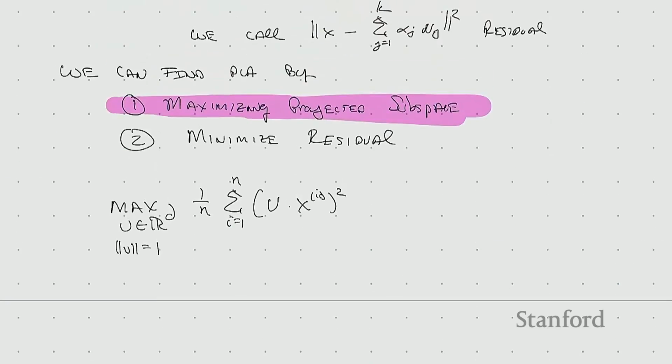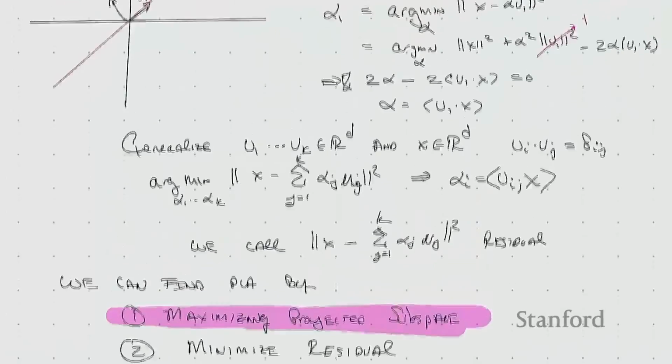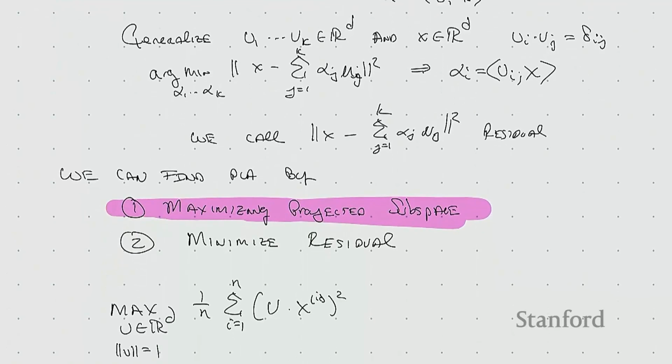Yeah. Could you go back to the first point? So essentially, by maximizing the projected subspace, you're just trying to ensure that whatever u_i's we choose capture the maximum of the data points? Exactly right. They capture the most of the data.